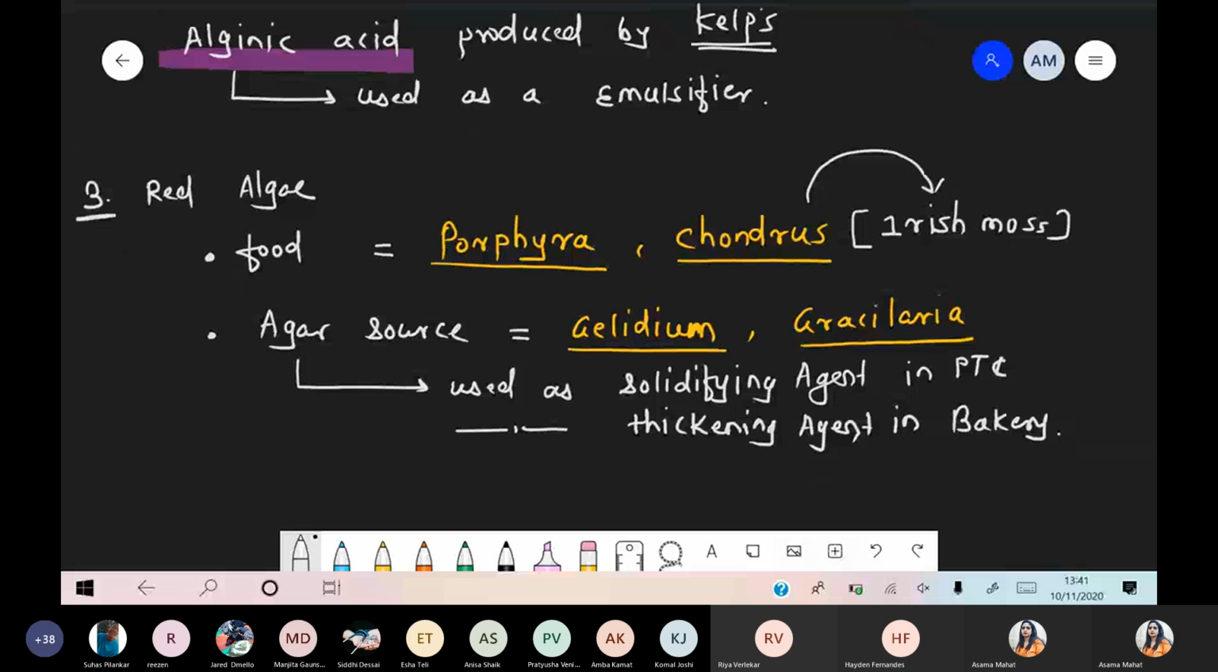Another one after agar that we are talking about is carrageenan. Okay. Carrageenan is basically obtained from Chondrus, Irish moss.